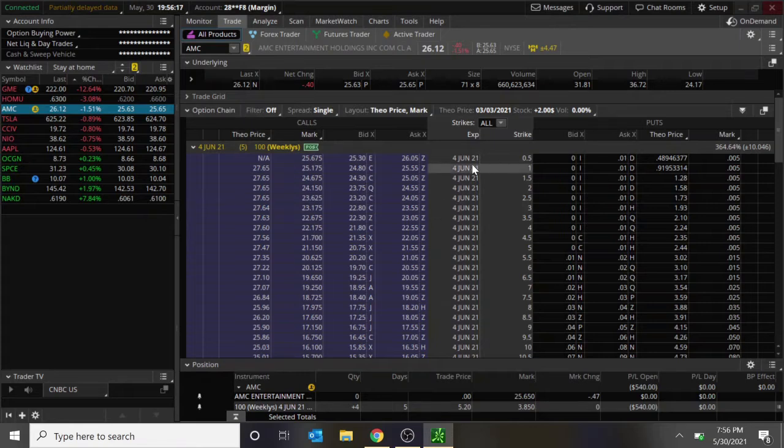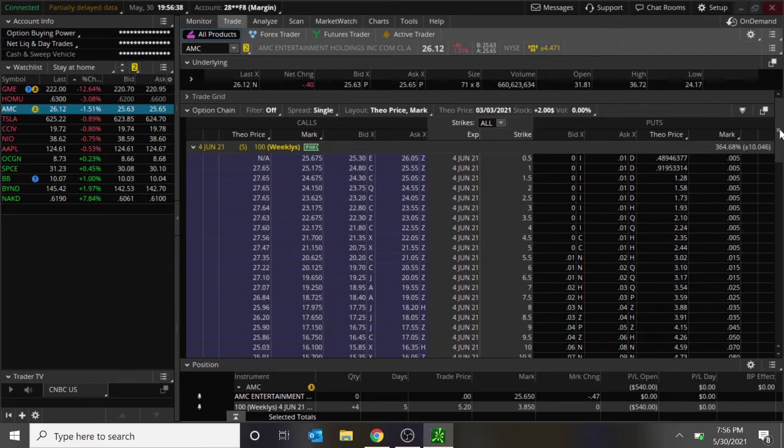So just for example, in this situation, we're looking at AMC. As you can see, AMC has a bid or had a bid of $25.63 and an ask of $25.65. You can see that over here. So these are the bids and the asks. This is the strike price.